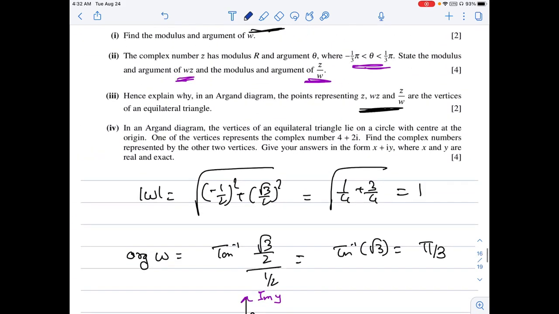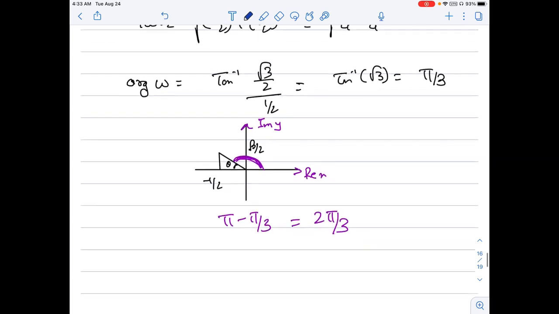And the last part of the question: in an Argand diagram, the vertices of an equilateral triangle lie on a circle with center origin. One of the vertices of the equilateral triangle is 4 plus 2i. Find the complex numbers represented by the other two vertices. Give your answer in the form x plus iy, where x and y are exact numbers.